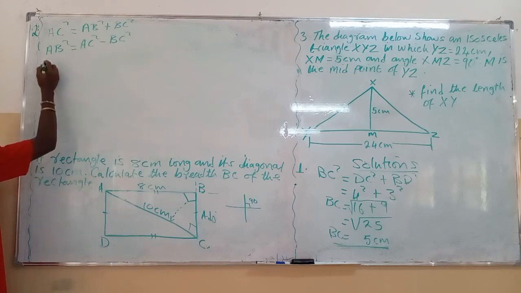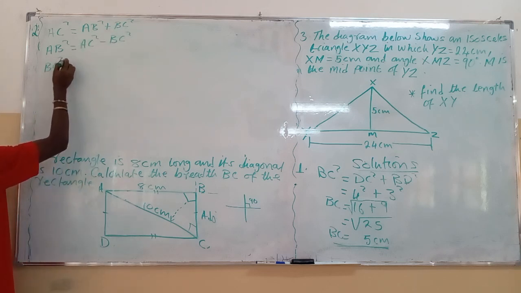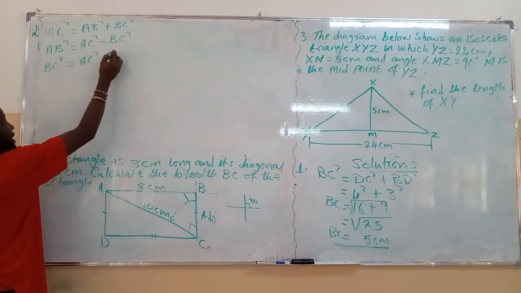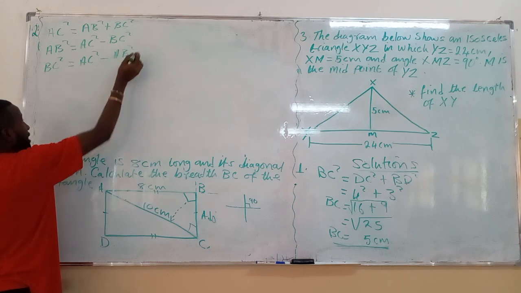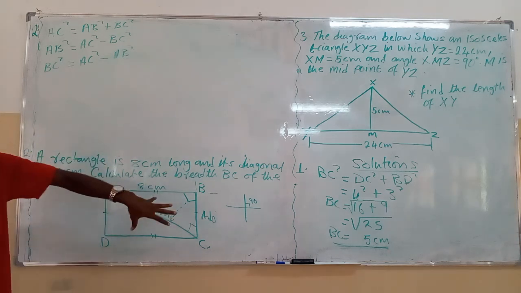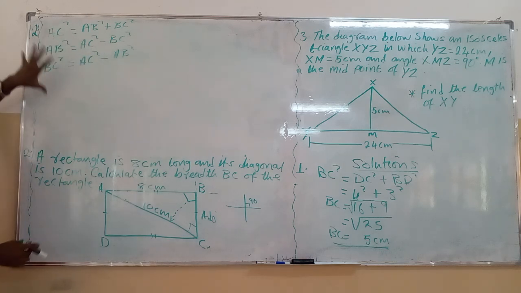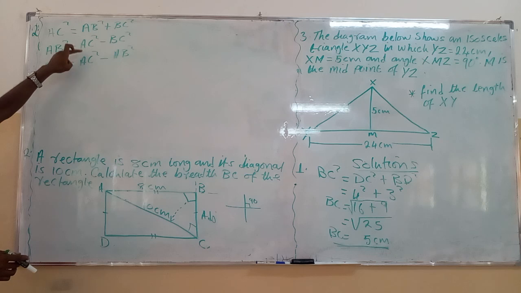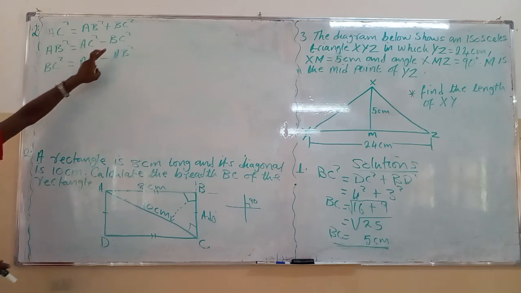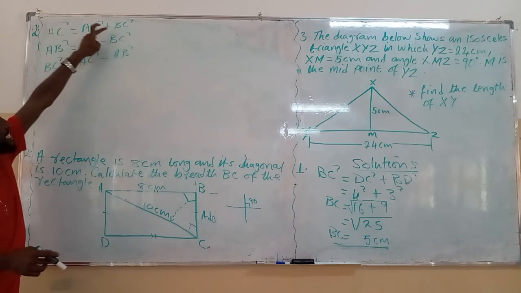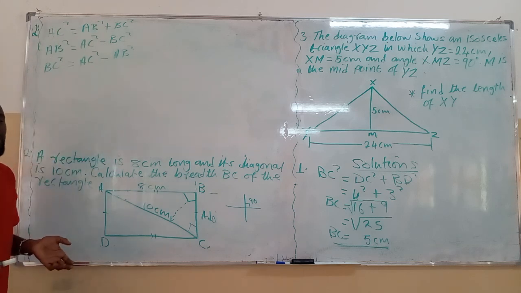Then I also have, if I want to find BC, I can say BC squared is equal to AC squared minus AB squared. So these are the formulas that we can formulate in a right angle triangle. So I know if I want to find the adjacent, I need to subtract the other adjacent squared from the hypotenuse squared. And when I want to find the hypotenuse, I need to add the two adjacent squares. That is one way we can answer.